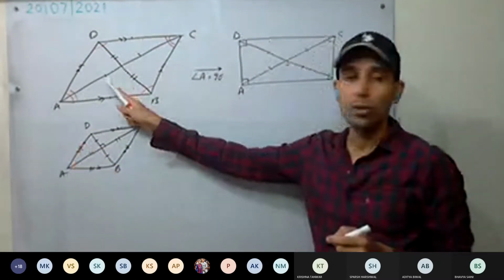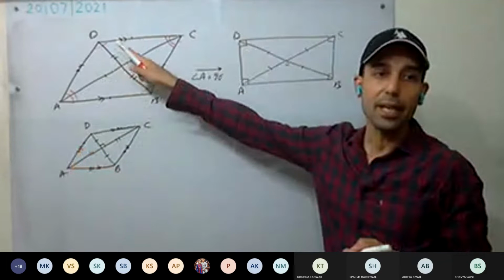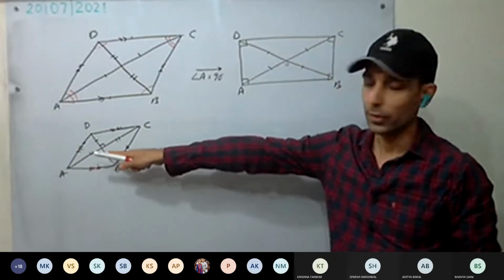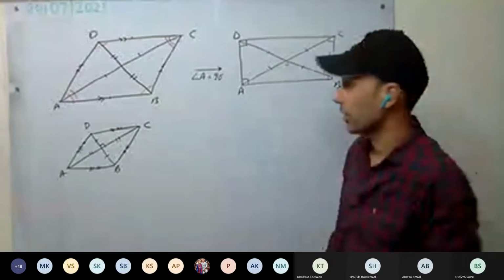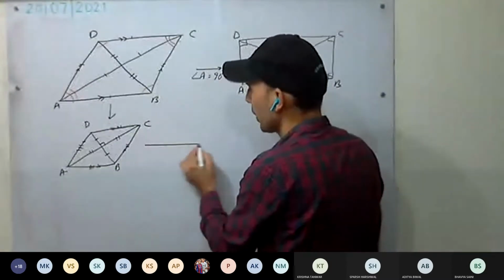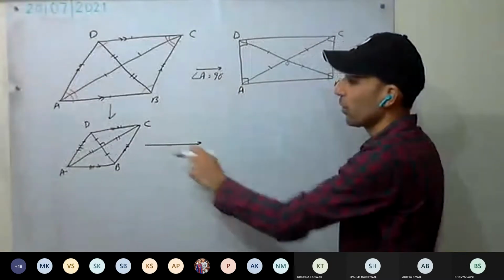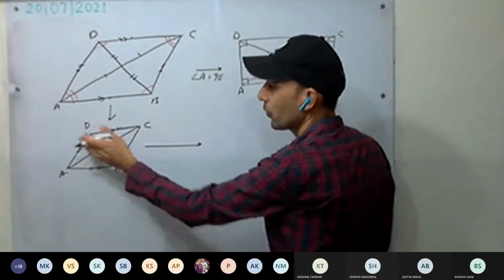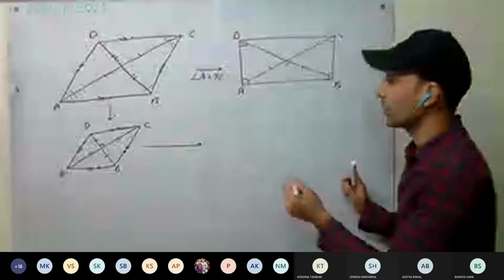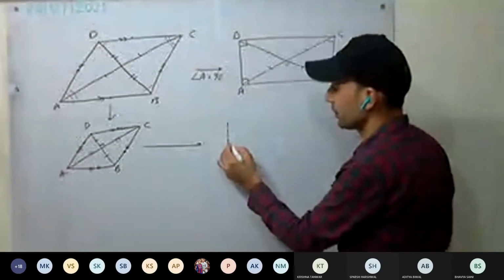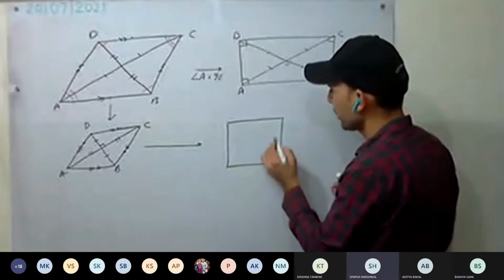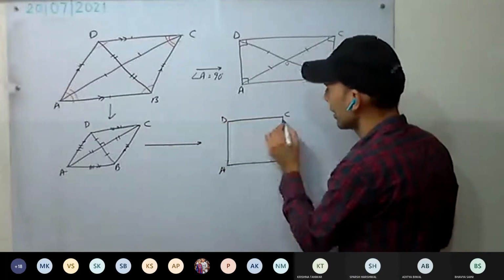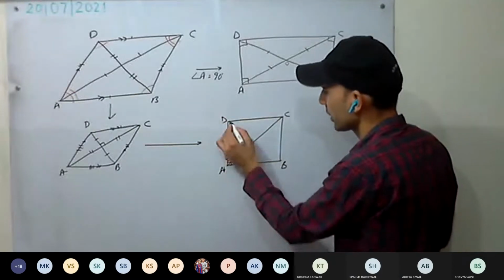In parallelogram, diagonals do not bisect the angles. In rhombus, diagonals bisect the angles. So we have got rhombus. If in rhombus I make any one angle 90 degree, the remaining three angles will become 90 degree. What figure will it become? Square. A, B, C, D. It will become square.